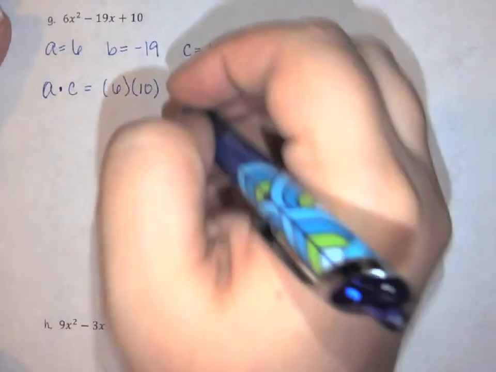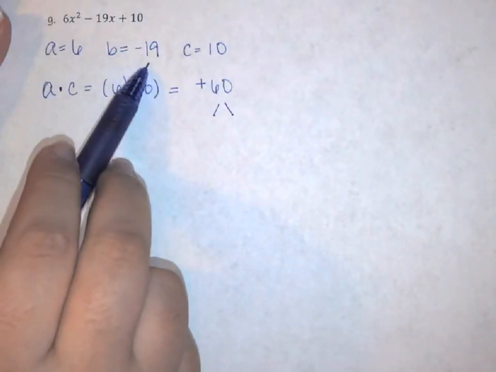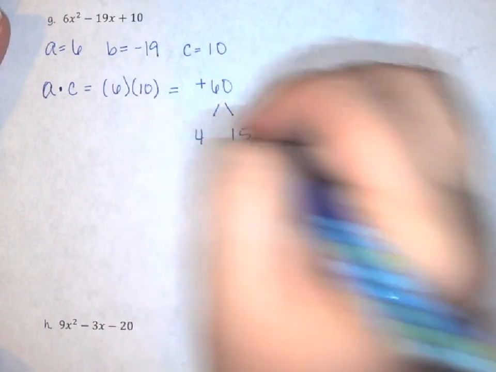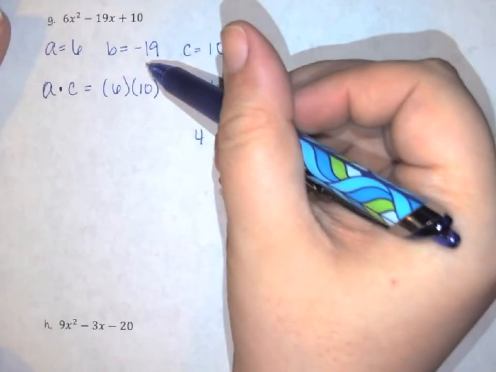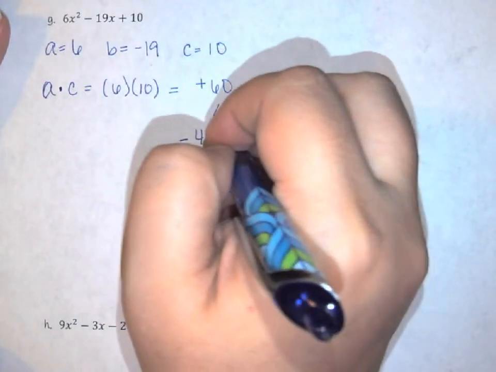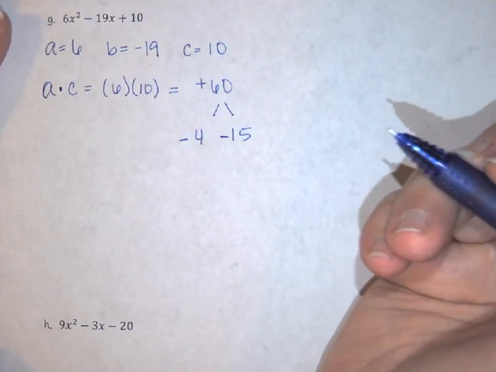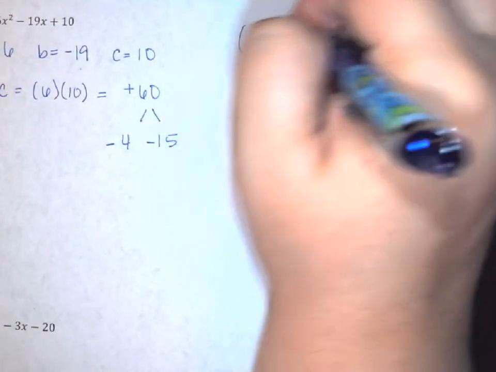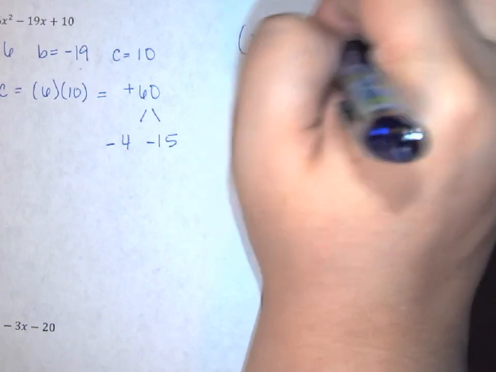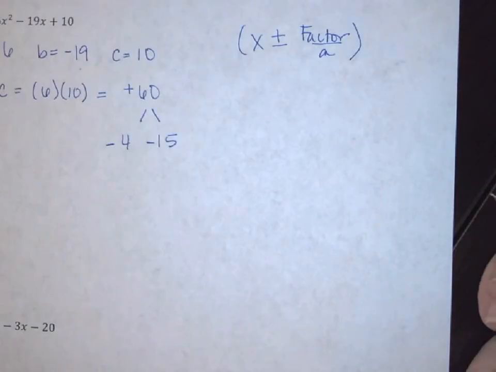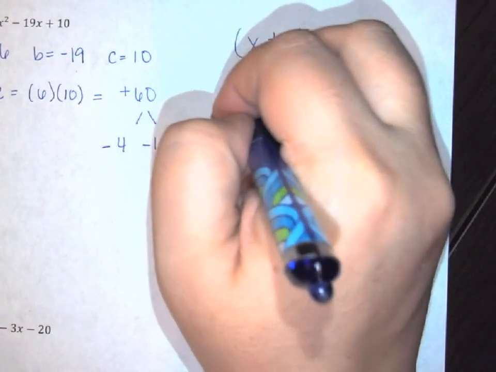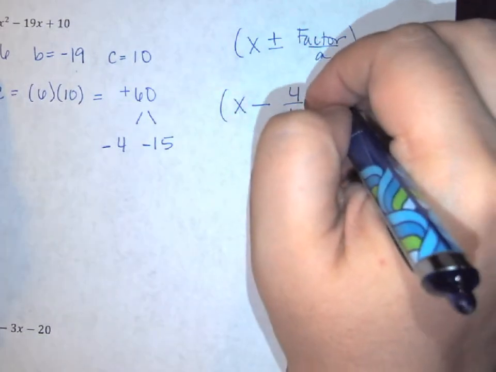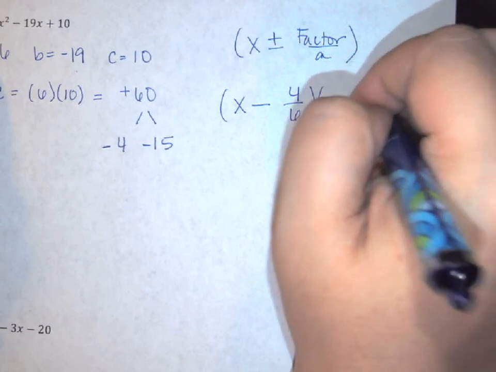So again, I can look at my factors. I need to have factors that give me a -19. So it just so happens that I know 4 and 15 would combine. And since I have to have a negative, both of my factors have to be negative. So to start things out, again, x plus or minus your factor over a. So here this is going to be x minus 4 over 6 times x minus 15 over 6.